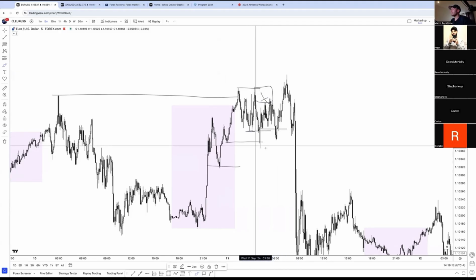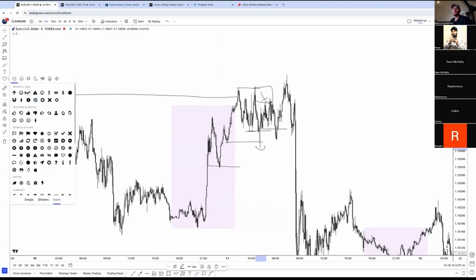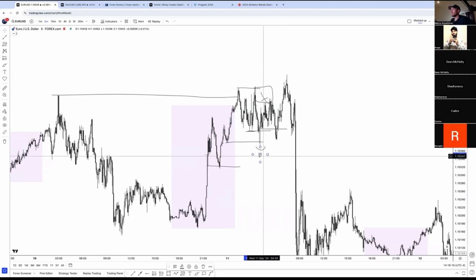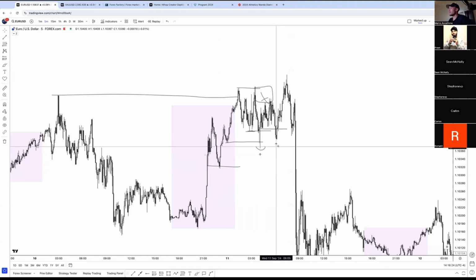Trap move to the downside, another liquidity block. So this is an entry. This is an entry, and this is an entry. The only reason I would not be taking this, okay? The system is still in place. The only reason I'm not taking this is because we took this high out, okay?